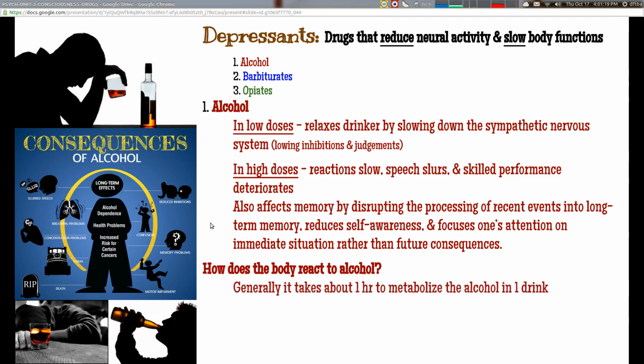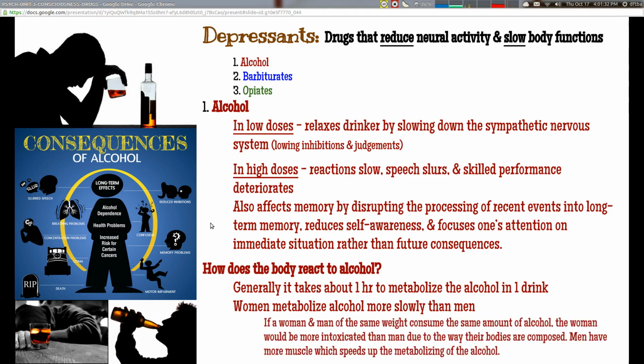But how does the body actually react to alcohol? Generally, it takes about an hour to metabolize the drink. Women metabolize it much more slowly than men, and that's another reason that men will, with the same amount, get drunk faster. I might have said that wrong.